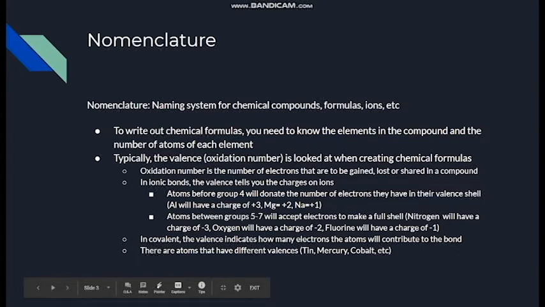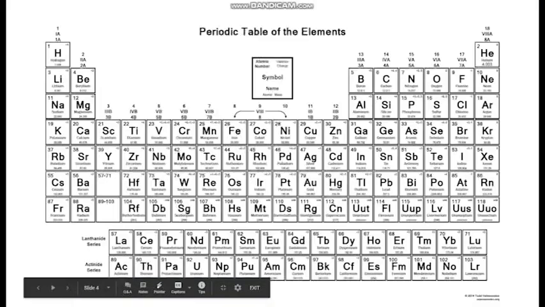And there are atoms that have different valences. For example, tin, mercury, and cobalt can have more than one valence. To give you an example, tin can have a charge of +4 or, I believe, +2. And mercury, I believe, has a charge of +1 or +2.